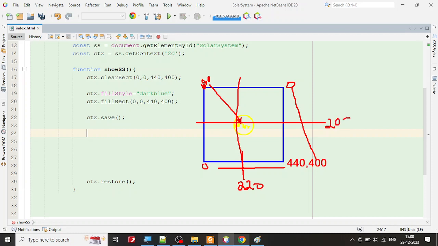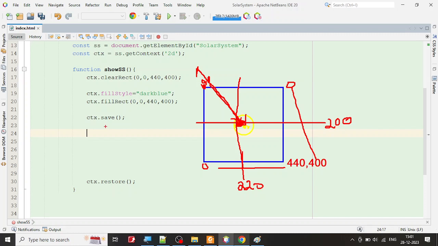So I will have to go to this location, 220 cross 200, so that I will come to the middle of this screen. So how do I do that? My cursor is here, I'm at this location. Now I have to translate, or go to this location, that is 220 comma 200.